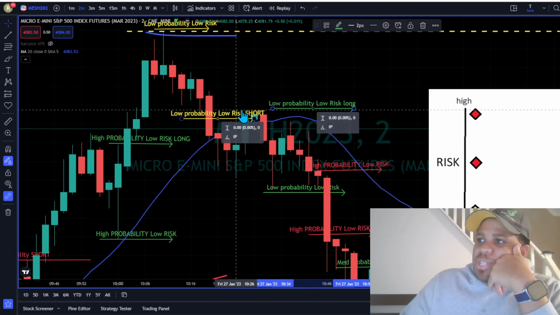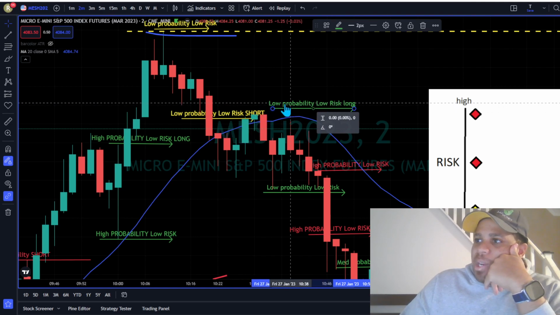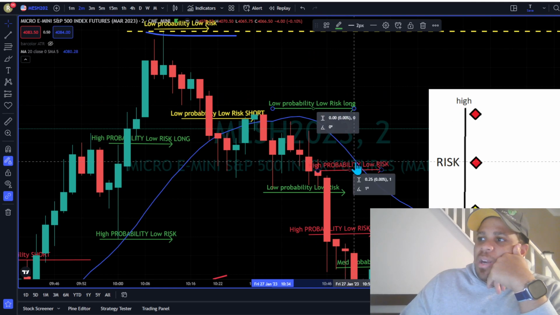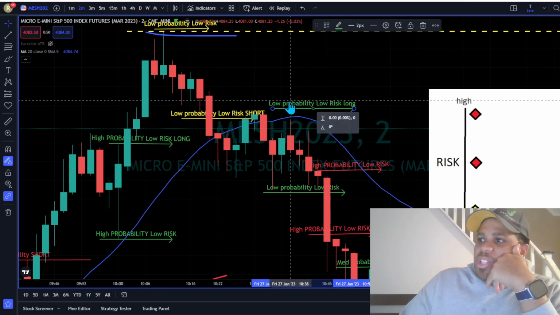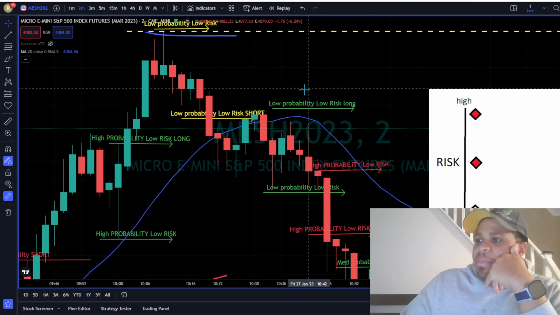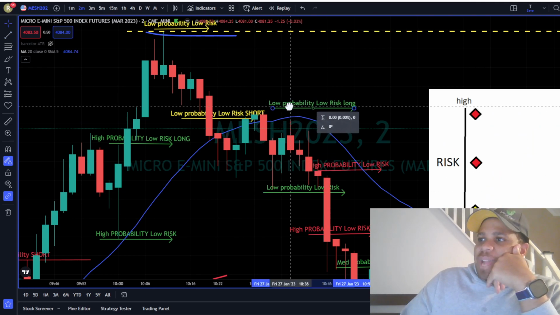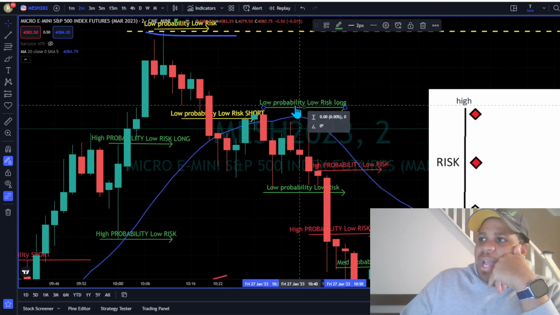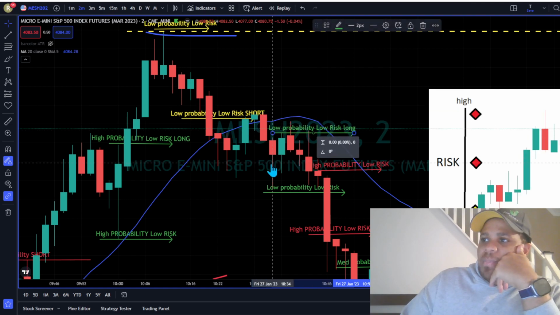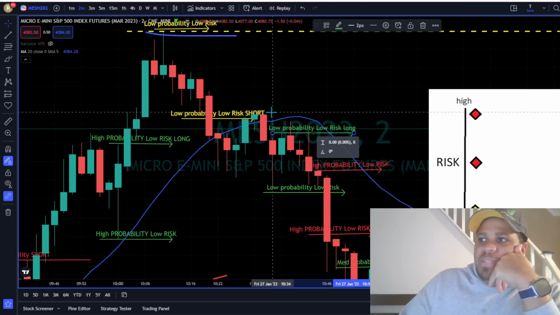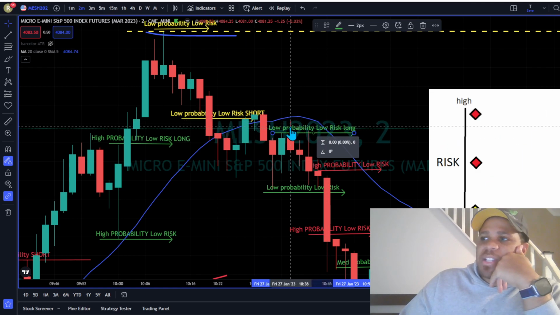Had you just moved this and said, okay, I'm going to buy up here, this now becomes a high probability, low risk long, because your stop is still relatively small. Your stop is only 9 points, and you've now seen them able to push above the last swing high. But with this entry here, you don't have that option of seeing them have the strength to push above this last swing high. So this makes this low probability.